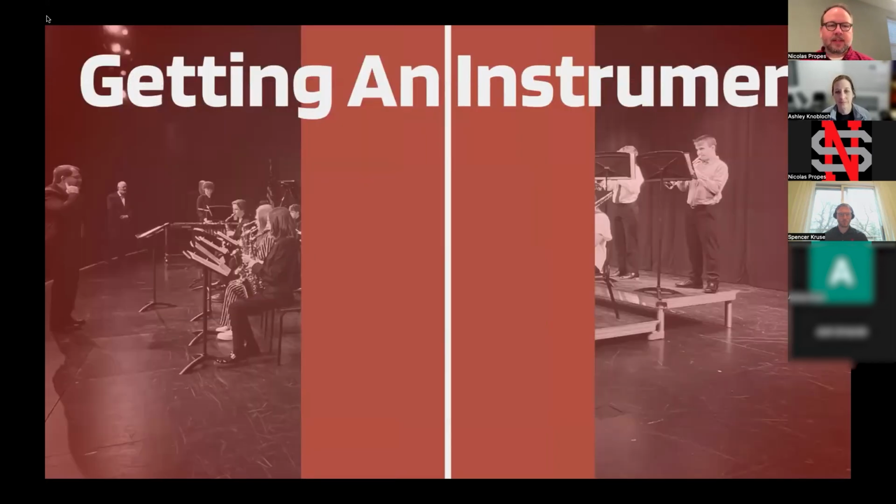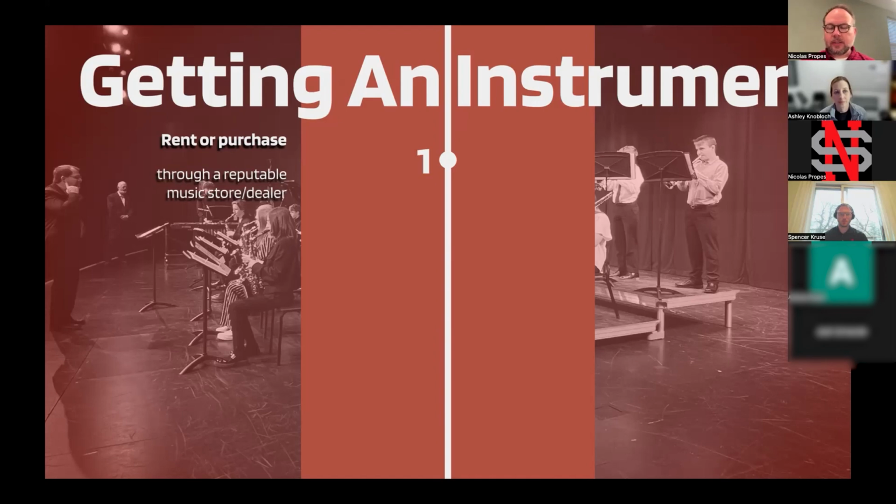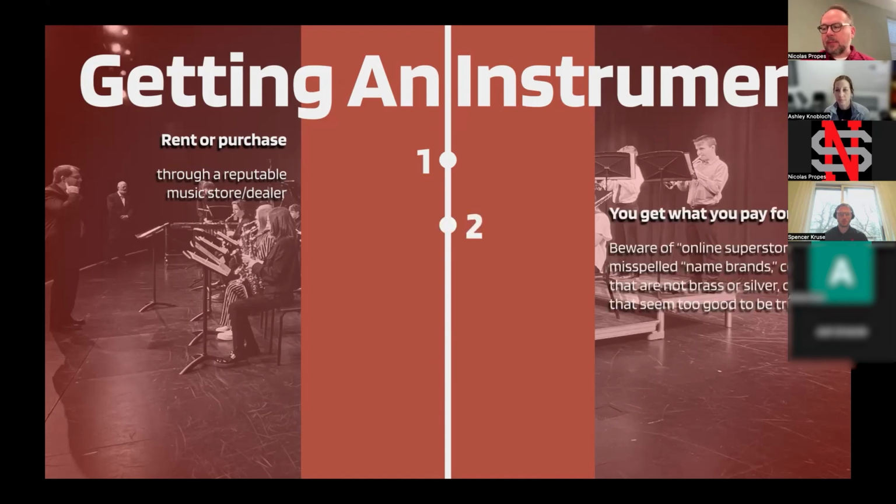All right, so we've talked about what instruments are in band. Now we need to talk about how to get an instrument. We want students to rent or purchase their instruments, preferably through a reputable music store dealer. Keep in mind that you will get what you pay for.